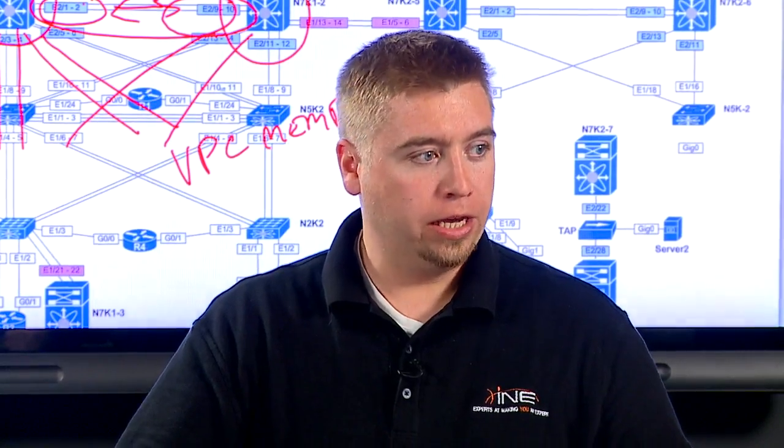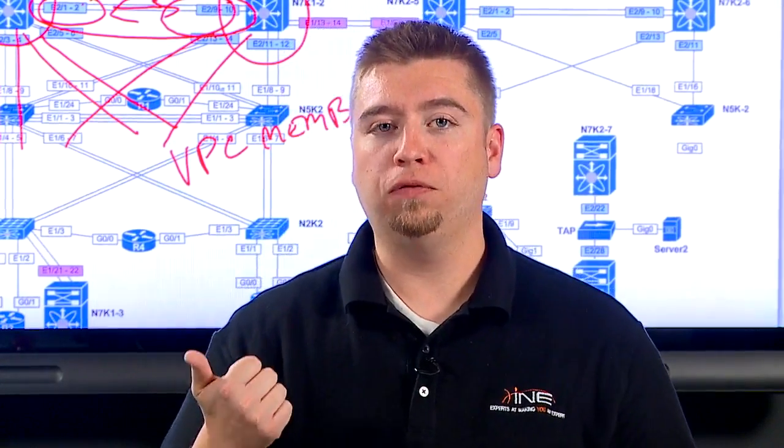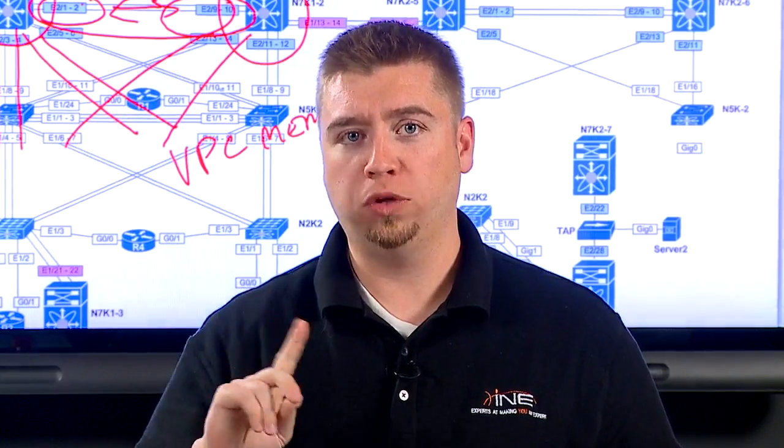Okay, so let's take a look now at the command line of how to do this, and let's quickly review the order of operations. So the first thing we need to do is get connectivity for the peer keepalive. So I want to make sure I can ping between the devices. Next step is I need to enable the feature set, so both for VPC and for LACP. So I want to use LACP for my port channel negotiation.